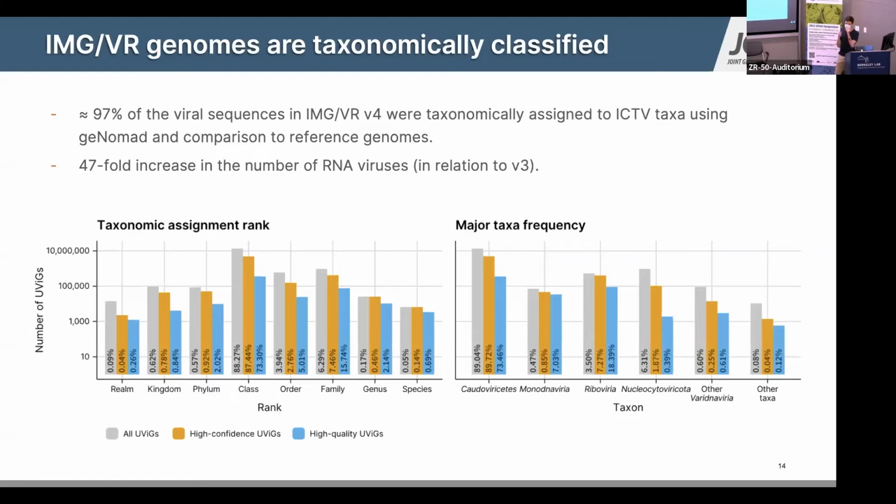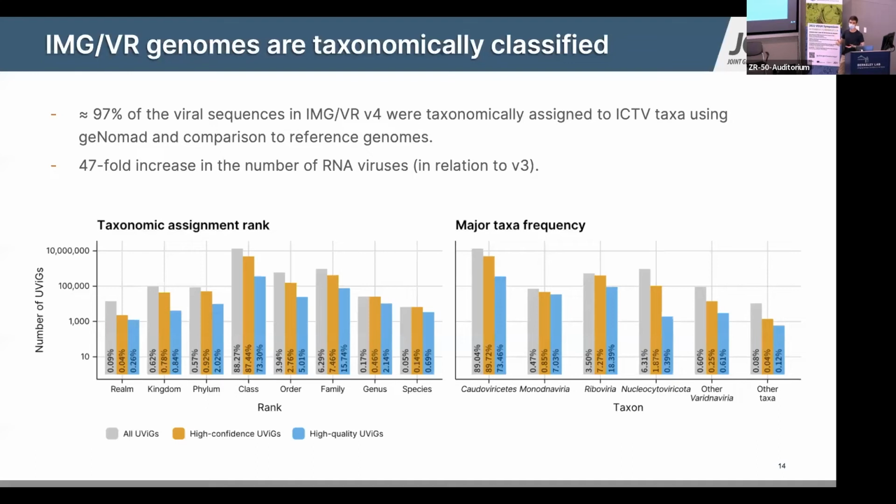Because geNomad provides taxonomic assignments, and we also perform comparison with reference genomes, we managed to assign 90% of the sequences to a viral taxon, an ICTV viral taxon. This not only is useful for the user, but also provides us with some interesting insights. So as expected, this is not really a surprise to anyone, tailed phages comprise most of the database. Among the high quality viruses, they are about 73%. But we saw a big expansion of other types of viruses. For example, single-stranded DNA viruses from Monodnaviria. They now are 7% of the high quality viruses.